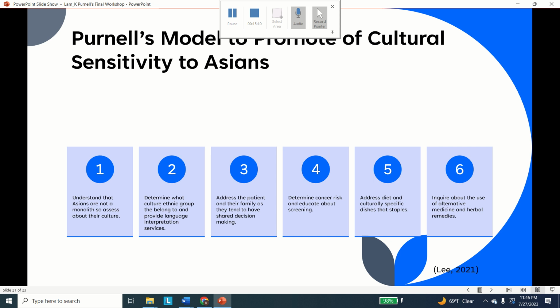Address the patients and their family, as they tend to have shared decision making. Determine what their cancer risk is and educate them about cancer screening. Address diets and culture-specific dishes that are staples to them, and inquire about the use of alternative medicine and herbal remedies.